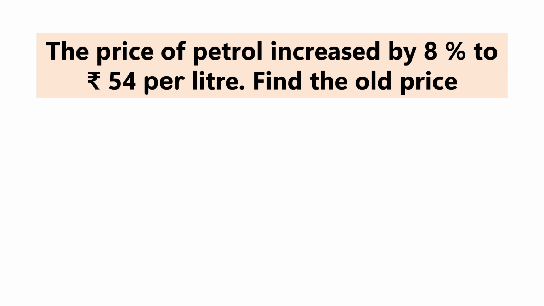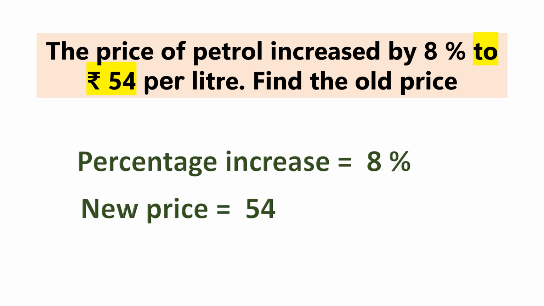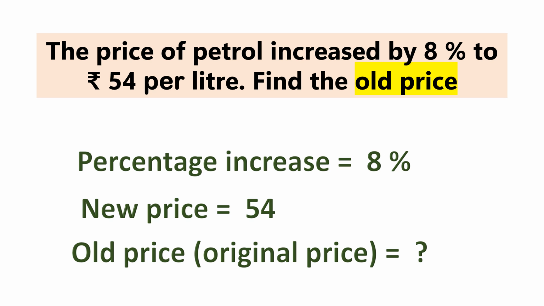The price of petrol increased by 8% to 54 per litre. Find the old price. So here, in this example, there is an increase in price. Percentage increase is 8%. The percentage increase has been given. And it is also said that the price of petrol increased by 8% to 54 rupees per litre. So the new price is given, that is 54 rupees. You have to find the old price. So you have to find the original price actually.